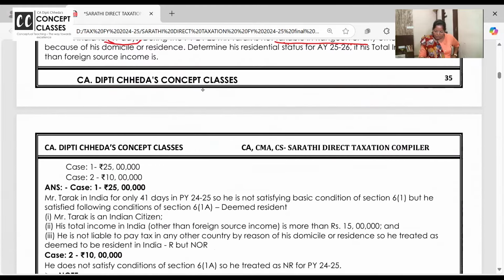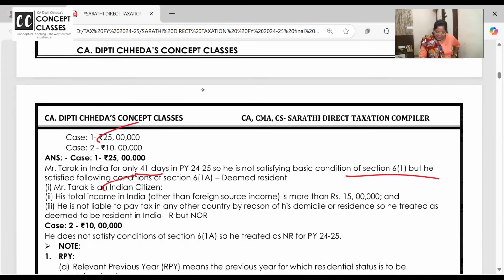And your total income in India is 25 lakhs. He is in India for 41 days. He is not satisfying the first basic condition. But he is an Indian citizen. His total income in India is more than 15 lakhs, and he is not paying tax anywhere abroad. You are said to be resident but not ordinary resident.